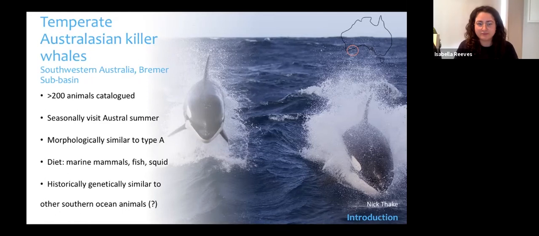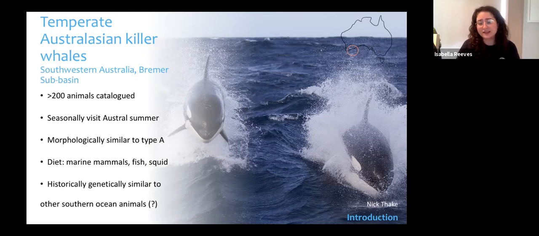Morphologically, the Bremer aggregation seem to be similar to type A killer whales in that they have similar eye patch positions, coloration, pigmentation patterns, etc. In terms of differences, they are a little bit smaller in size, around 7 meters-ish is the most we've seen, and they do have more of a falcate dorsal fin as well.